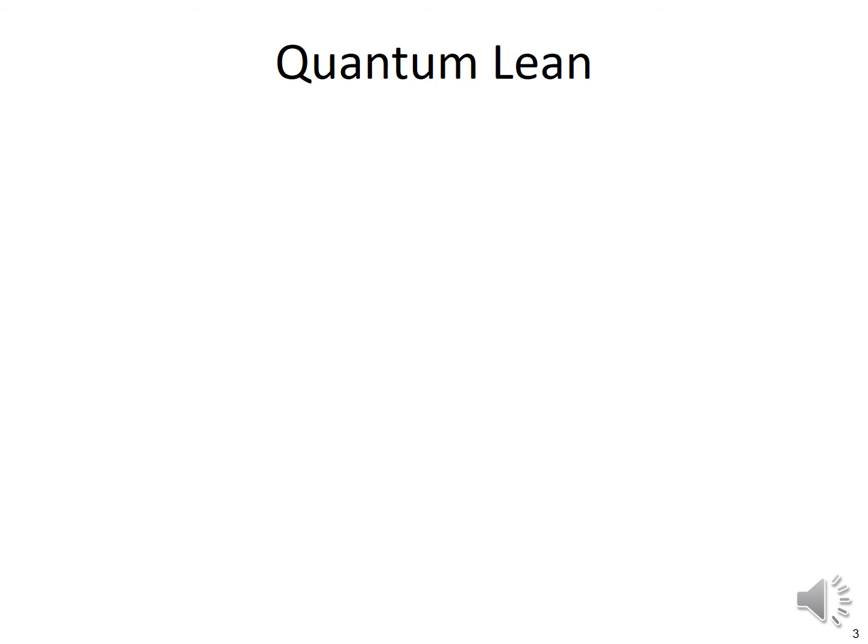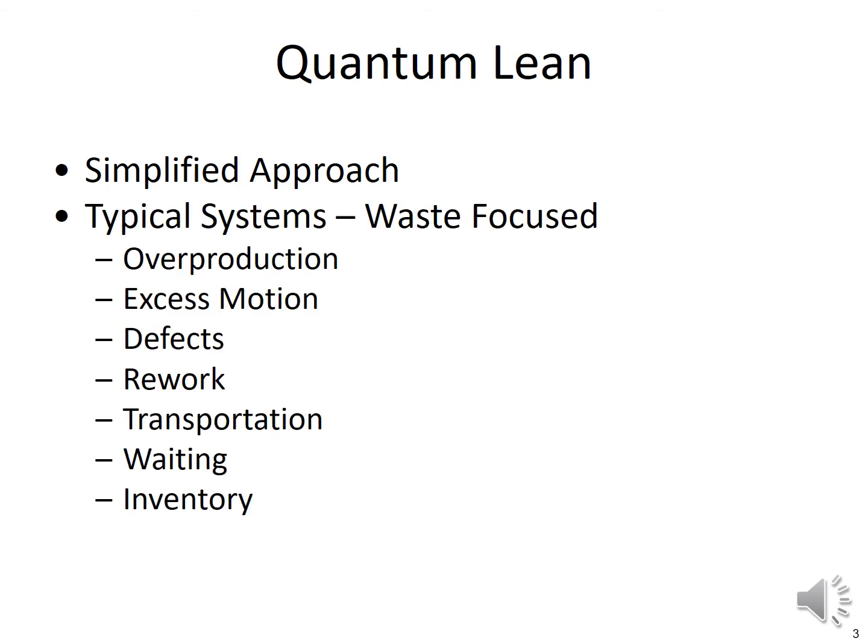In a nutshell, quantum lean is a simplified approach to improving operations. A lot of times, lean implementations are waste-focused and directly attack the 7 wastes that impair efficiency. By contrast, quantum lean is time-centric and indirectly eliminates waste by concentrating on the time that a product spends on the shop floor. This approach is not only simpler, but is also a system that more completely identifies and eliminates waste.